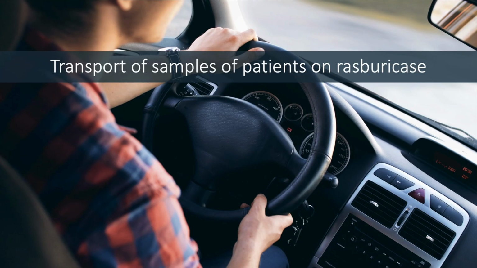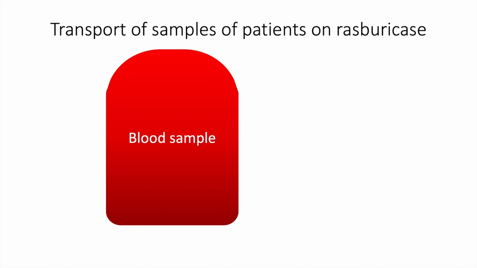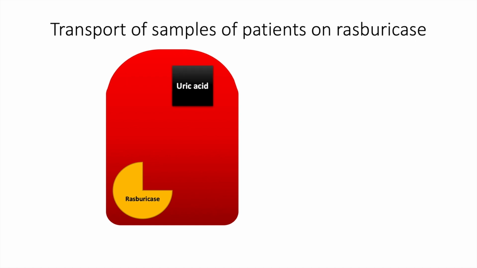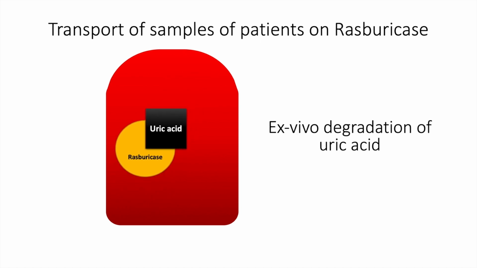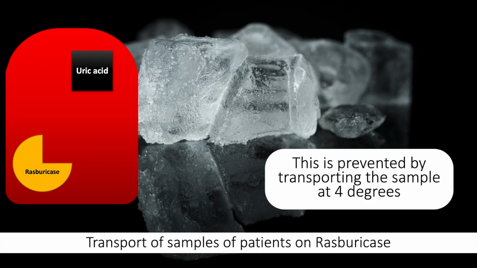To conclude this presentation, we have a special point about the transport of samples of patients on rasburicase. This is a schematic diagram of a blood sample taken from a patient who has been given rasburicase. This patient also has uric acid in this blood sample, and while being transported, there might be ex vivo degradation of uric acid resulting in a fallaciously low level of uric acid. This ex vivo degradation of uric acid may be prevented by transporting the sample at 4 degrees.